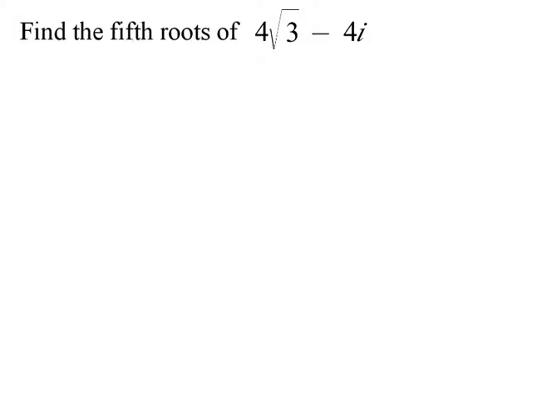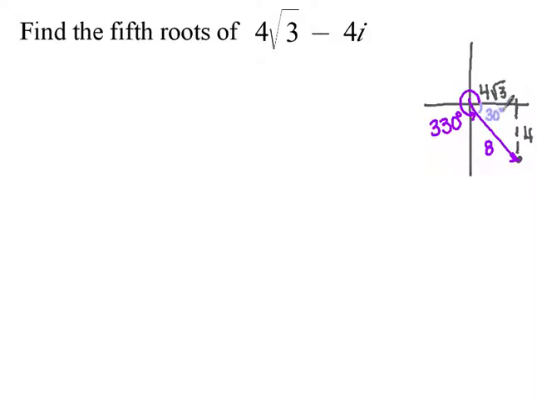So 4 root 3 minus 4i. That's going to be located over here, 4 root 3 and down 4. What's my hypotenuse here going to be? 8. It's a 30, 60, 90. What angle do I have here? It's 330, because this little angle here has to be 30 degrees.